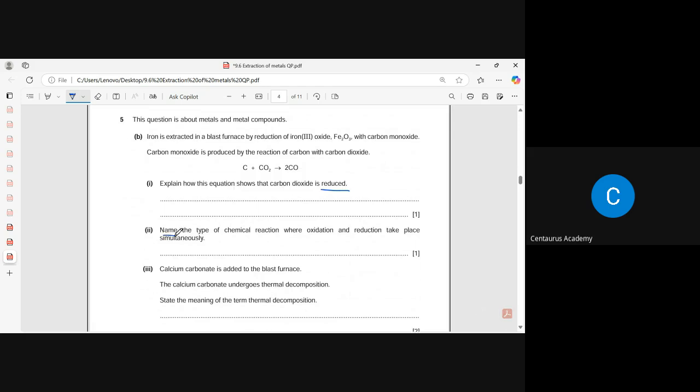Name the type of chemical reaction where oxidation and reduction take place simultaneously. What reaction is it? Redox. Yes.